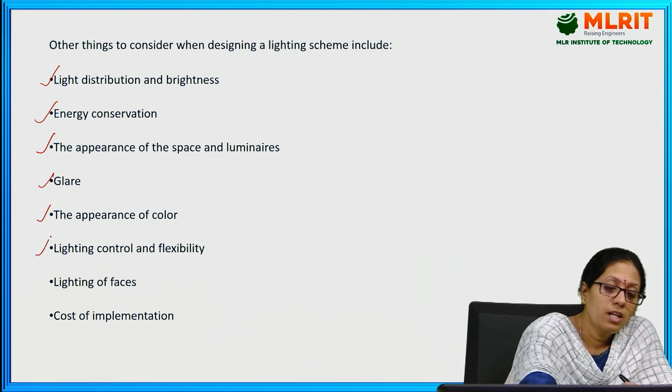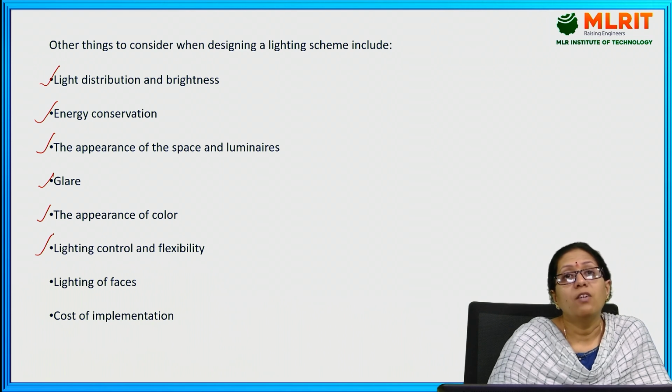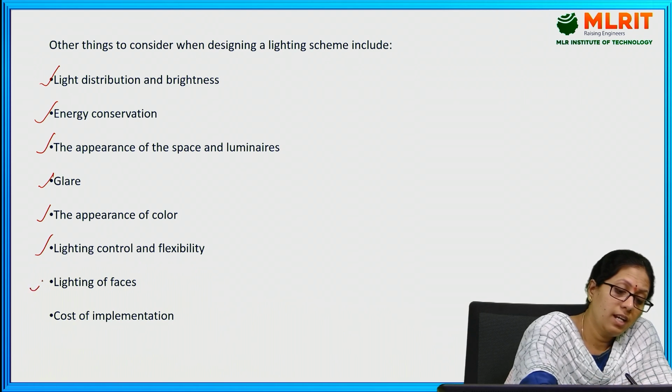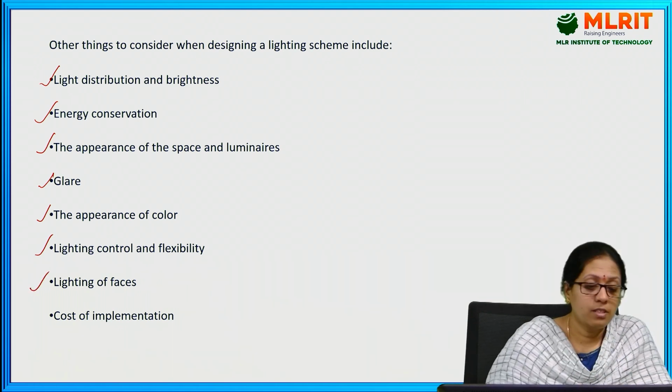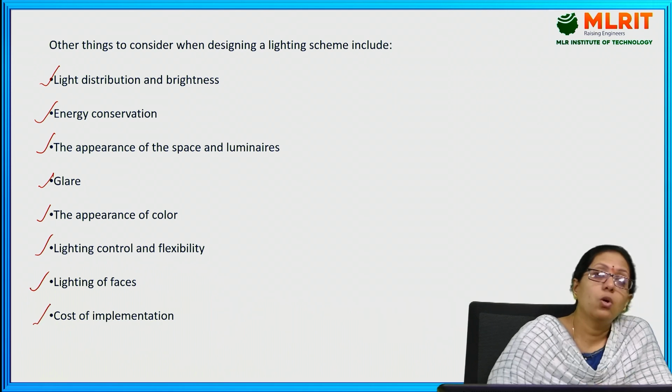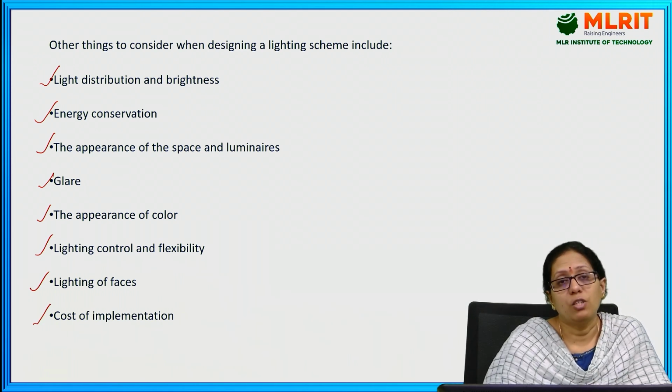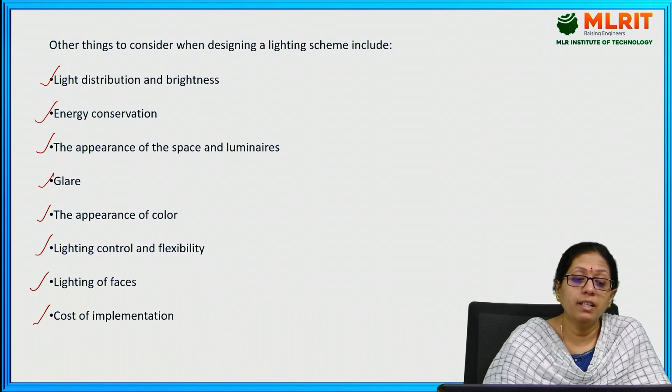Next, lighting control and flexibility. Next, lighting of faces. The last one is cost of implementation, the overall cost for implementing these different types of lighting in different types of rooms.